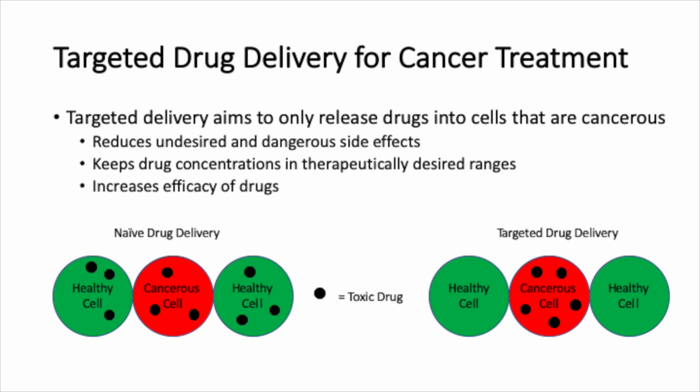In general, when people consume a drug to combat a disease, it is delivered to all their cells, both healthy and diseased. This is inefficient and can cause undesired effects. For example, hair loss during cancer treatment is a side effect of the drugs adversely affecting healthy cells. Targeted drug delivery aims to deliver drugs only to diseased cells. This reduces the side effects of dangerous drugs, helps keep them within proper therapeutic ranges, and can increase the drug's efficacy.